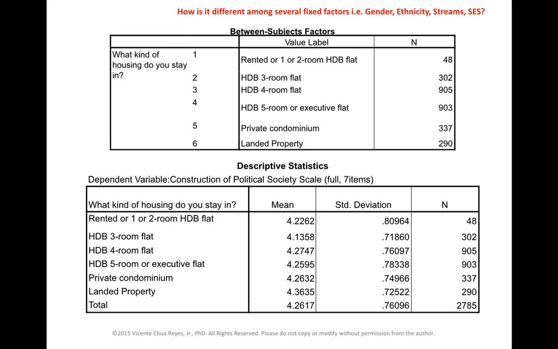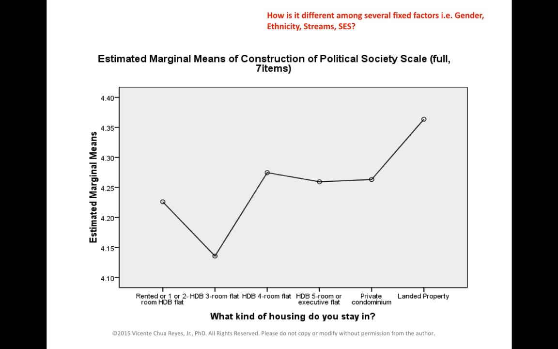And in this sense, we are trying to see whether, if we take a look at SES, there will be any differences. The second table, the descriptive statistics, tells us that the scores are different. We see variation. Those who are in the landed property score the highest. Those who live in HDB 3-room flats score the lowest. If you take a look at this other slide, it gives us a clearer picture of the variation among the different types of dwelling units by the students and their responses to the question related to construction of political society.